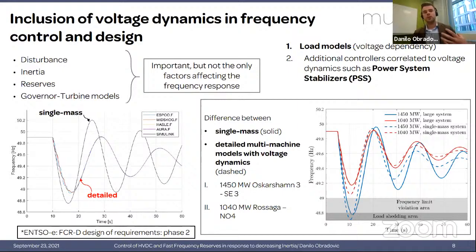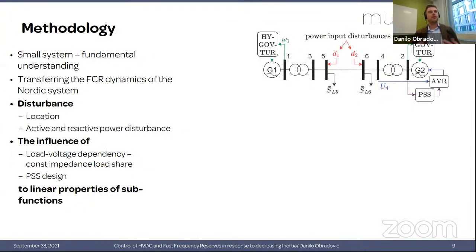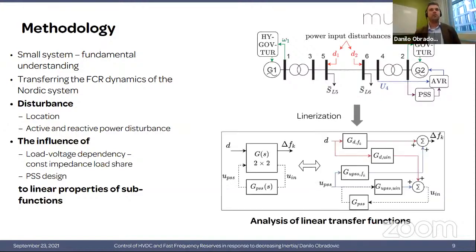Therefore, we wanted to take a closer look at this problem and identify the actual impact of load and power system stabilizers on frequency response, in order to go back and optimize the HVDC support. This is part of the current methodology, where we step back to a smaller system to understand the fundamentals. We transfer the FCR dynamics of the large Nordic power system to this small one in per unit, and then we perform the linearization. Of course, we are interested in the transfer function from power disturbance to the frequency output, and we want this transfer function to be as low as possible.